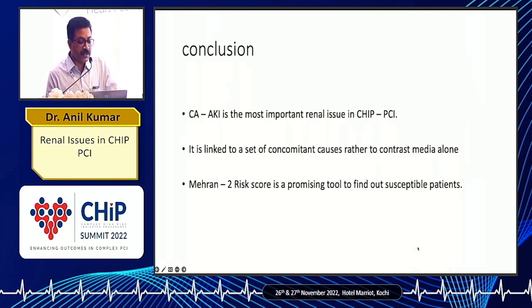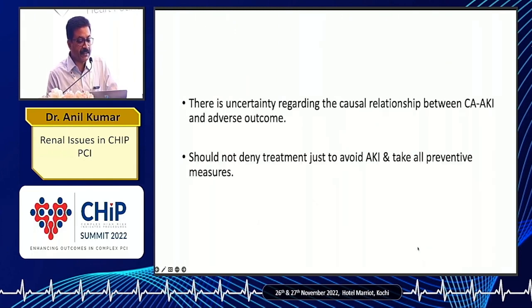It is thought to be due to a reduction in access-related bleeding. So in conclusion, contrast-associated AKI is the most important renal issue in CHIP PCI. It is linked to a set of concomitant causes rather than to contrast media alone. The Mehran-2 risk score is a promising tool to find susceptible patients. There is uncertainty regarding the causal relationship between AKI and adverse outcomes, and we should not deny treatment just to avoid AKI, but take all preventive measures.